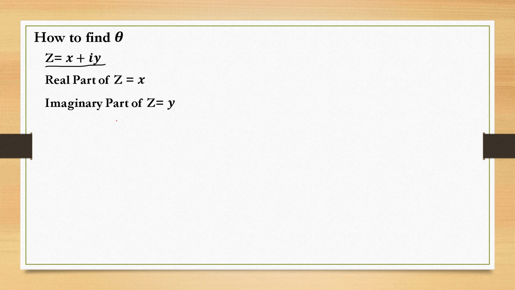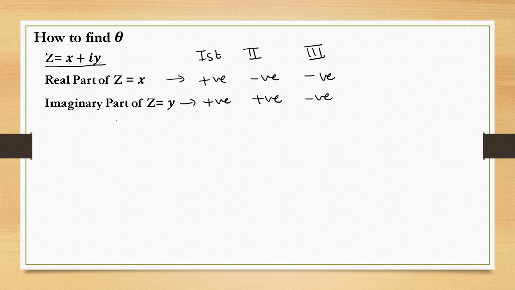So let's say if x and y both are positive, then your number will lie in the first quadrant. If x is negative and y is positive, then your number will lie in the second quadrant. If your x and y both are negative, then your number will lie in the third quadrant. And if your x is positive but y is negative, that means your number is lying in the fourth quadrant.